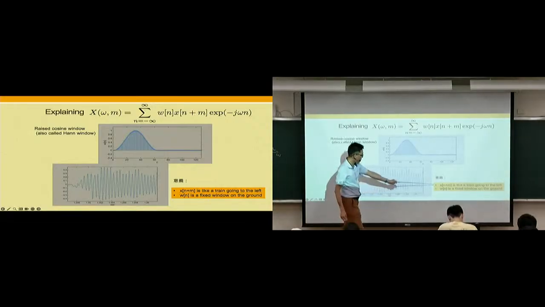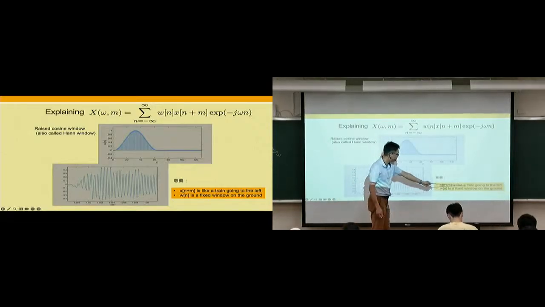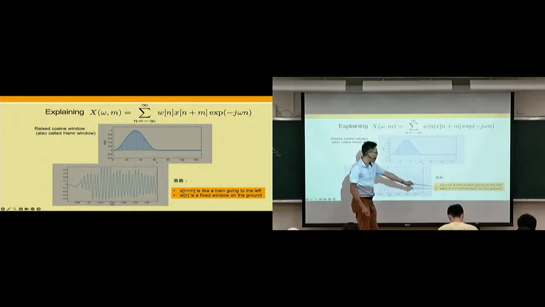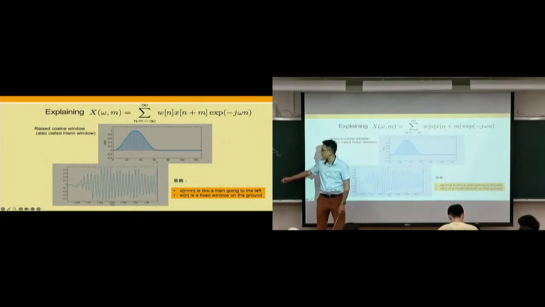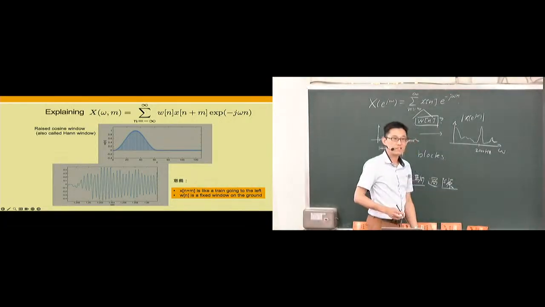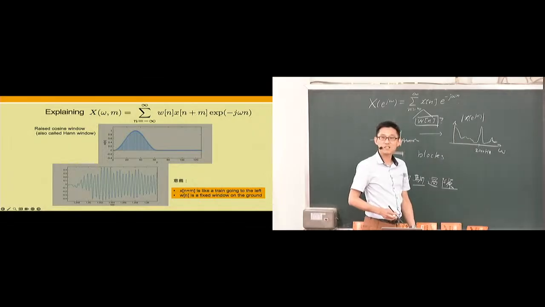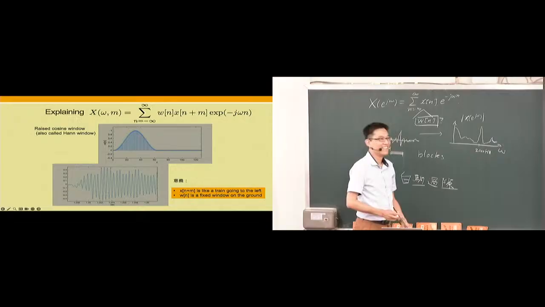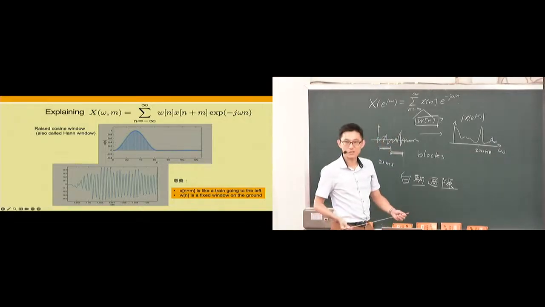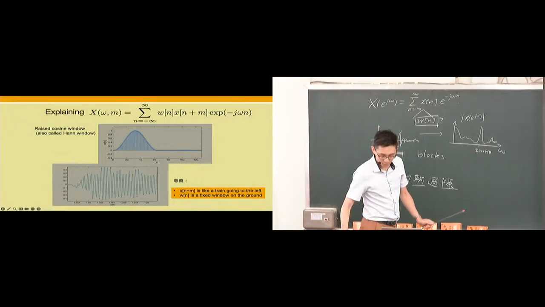So x[n+m] with that shift is like the train going to the left. w is a fixed window on the ground, so it's like 白驹过隙，一匹马很快，你只能看到马这样子过去啊。Short time Fourier transform.